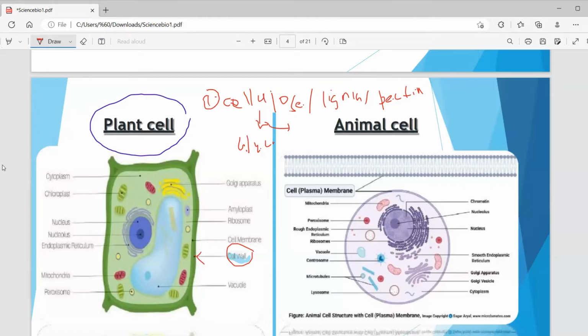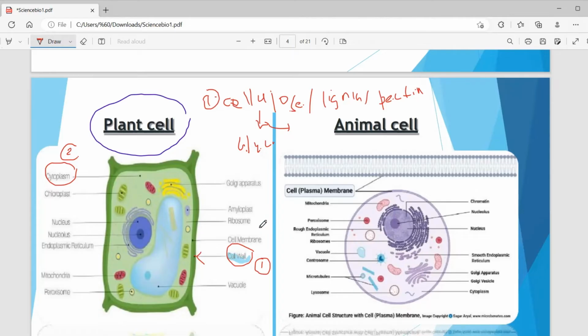Then this is the schematic diagram of the structure. You can see this is the cytoplasm. I say the first one is the cell wall. The second one is the cytoplasm, which is like a core gel structure.